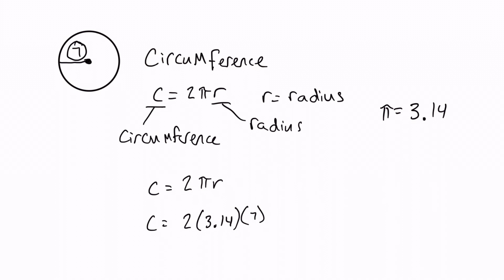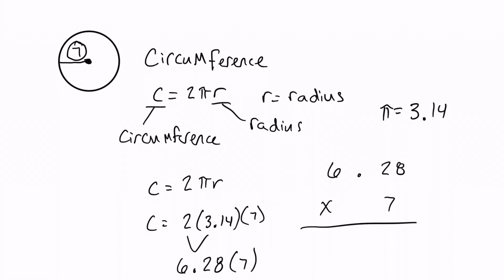Now we just need to simplify our expression here. 2 times 3.14 will give me 6.28, and that just needs to be multiplied by 7. Now remember, when we multiply values, such as decimals, we don't necessarily need to include the decimal point. We can write this as 628 times 7, and then I just need to recall that I need to move my decimal place however many values I have after my decimal. In this case, I have 2 values after my decimal, so that tells me I need to move my decimal place back 2 times once I'm finished with my solution. So let's go ahead and do that.